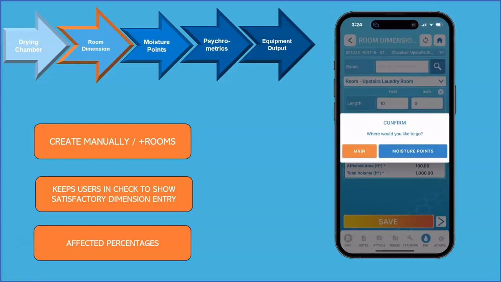Once I have entered in my room dimensions and the affected areas at my loss location, I can now enter in the associated moisture points in my affected areas. The system will ask me where I would like to go. I am going to select moisture points.